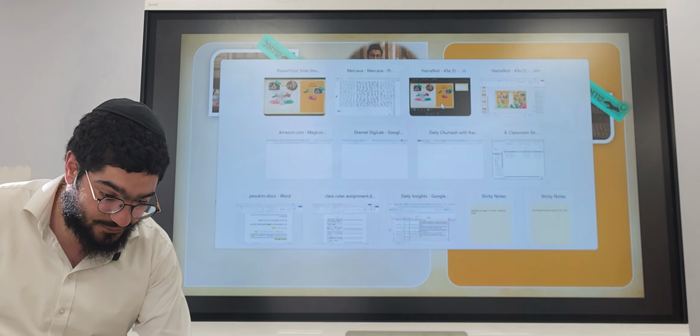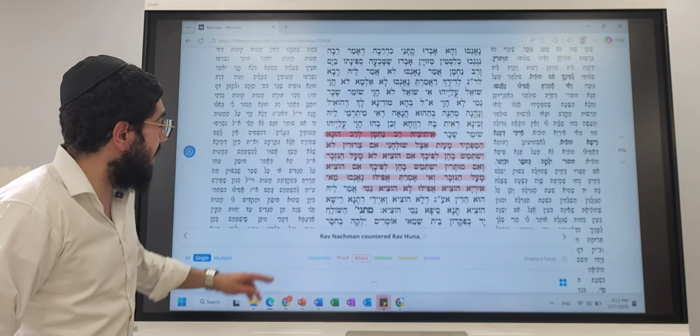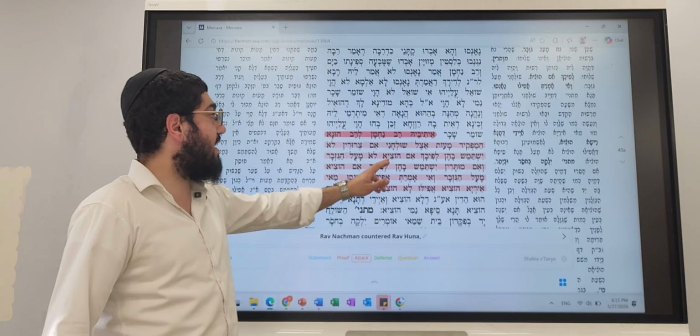Let's learn it inside. We are holding at Esvei Rav Nachman L'Rav Huna, about approximately the middle of the page. Frag the Gemara, Rav Nachman le Rav Huna.